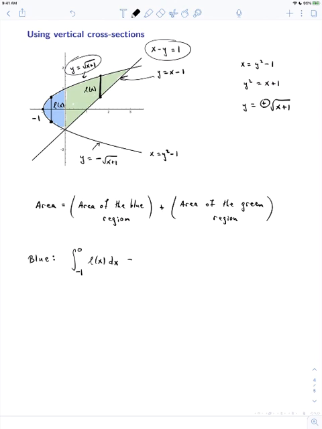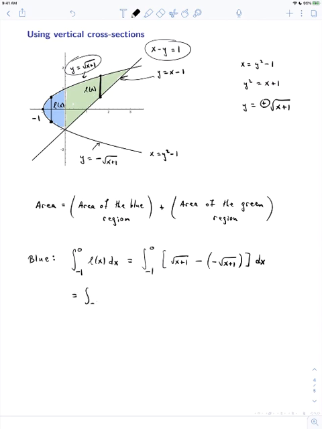Now what is L of x going to be in this case? So it's the integral from -1 to 0. We're looking at vertical cross sections, so we do the upper curve minus the lower curve. The upper curve is the top of the parabola, which is y equals the square root of x plus 1, minus the lower curve. But the lower curve is also part of the parabola, but here y is equal to the opposite of the square root of x plus 1, dx.